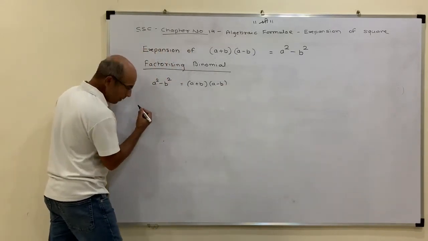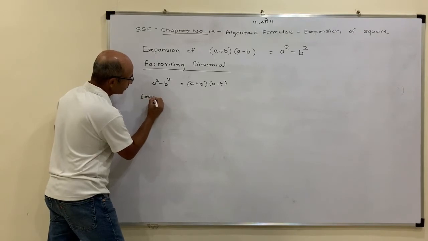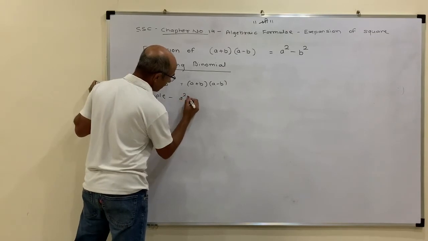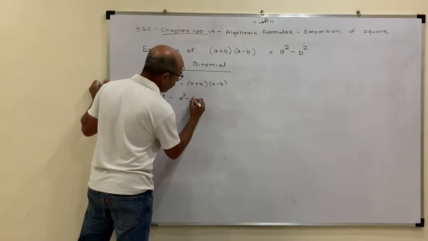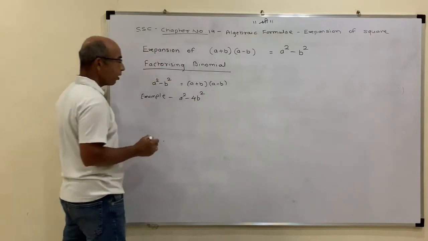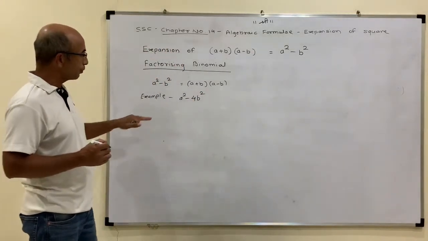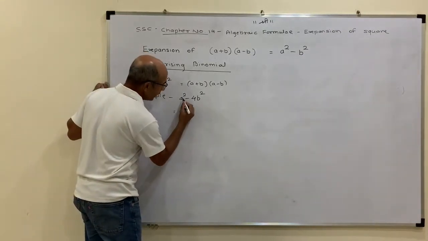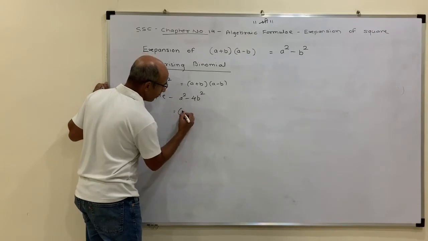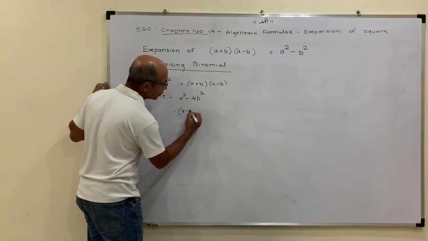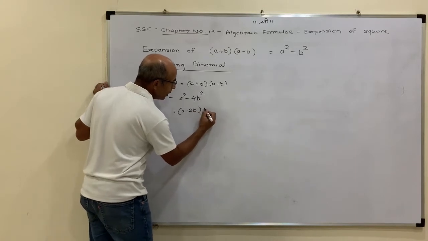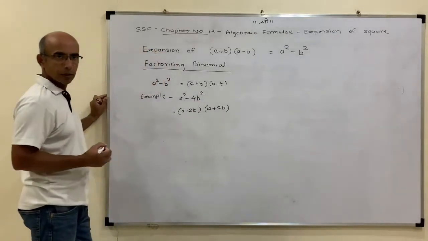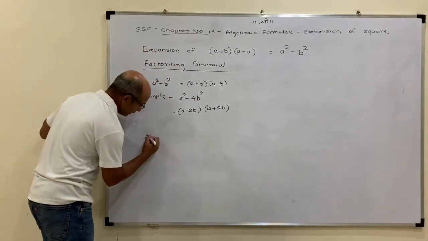Let's consider an example: a square minus 4b square. The only thing we need to be alert about is that both should be perfect squares. So now a square minus 4b square, my factorization will be (a minus 2b) into (a plus 2b). Next, another example.